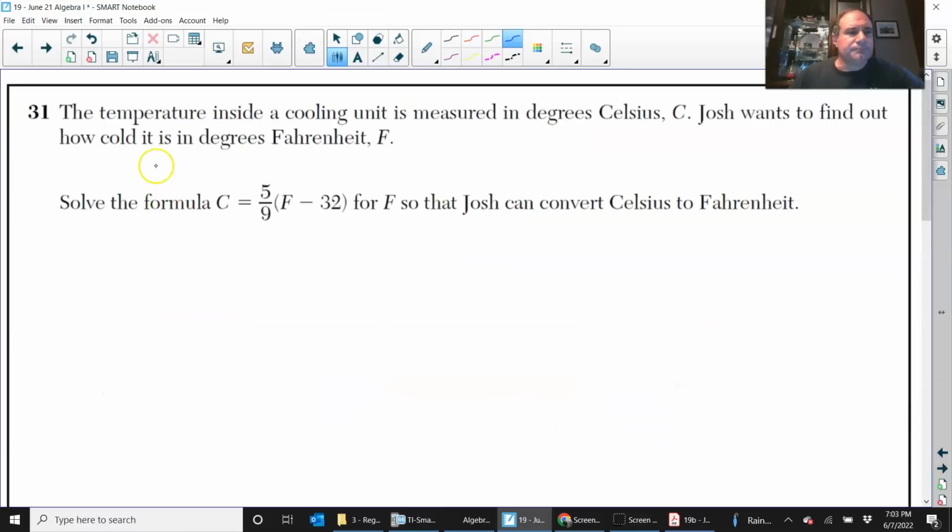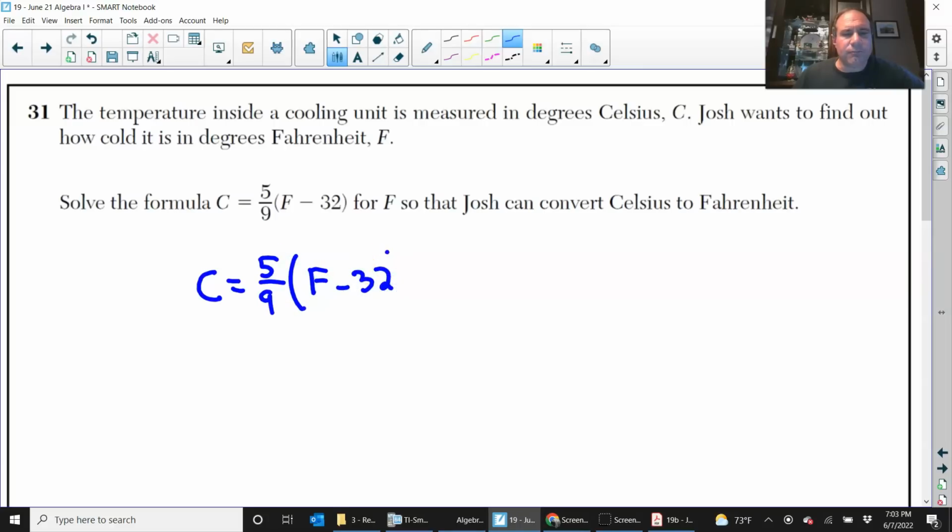Number 31. The temperature inside a cooling unit is measured in Celsius. Josh wants to find out how cold it is in Fahrenheit. So it says solve the formula for F. So I'm going to go ahead and rewrite it. It's always too small for me. They give you a lot of room, so just rewrite it, make it nice and big so you can focus on what you have to solve. You have to solve for F. Please don't distribute. You'll really mess things up. You'll make it a lot more difficult.